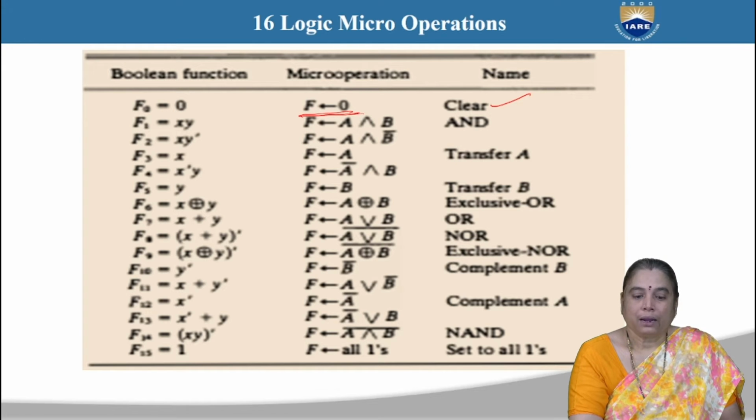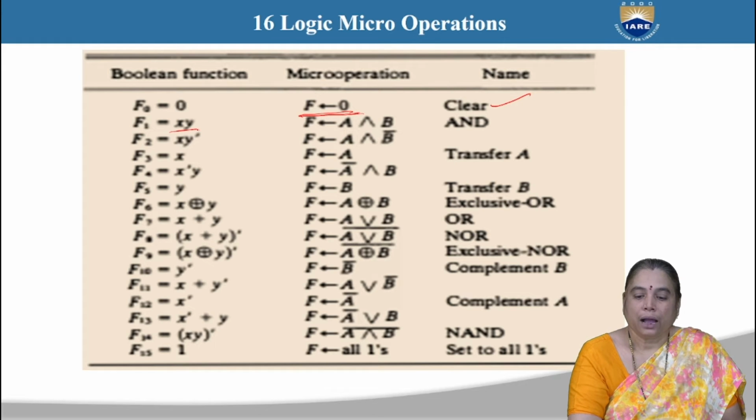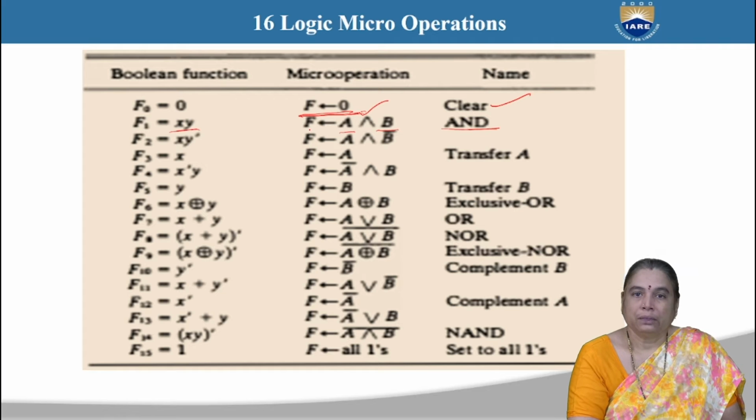The second operation: if you take two registers A, B, the AND operation can be applied. The AND generally performs the multiplication operation. The logical AND can be represented with the caret symbol. Here A, B are the two registers; the logical AND is applied between them and the result is stored in F. This is the RTL notation of the AND logical micro operation.